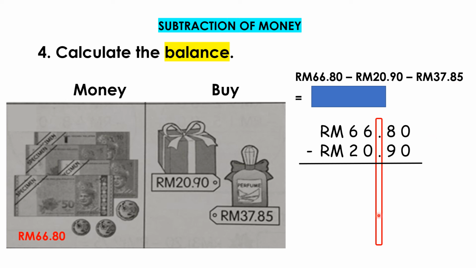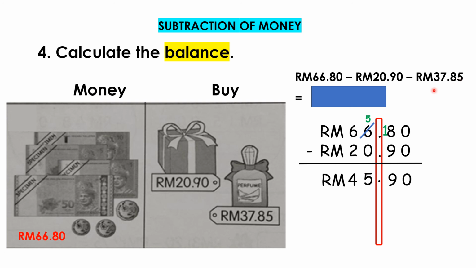Okay, like this. So 0 minus 0 equals 0. So 8 minus 9 cannot, because 8 is smaller than 9. So we have to borrow from 6. Borrow 1 from 6. So 6 minus 1 equals 5. So give 10 to 8. So 10 plus 8 becomes 18. So 18 minus 9 becomes 9. And then 5 minus 0 is 5. 6 minus 2 is 4. Okay, write the dot symbol and write RM.